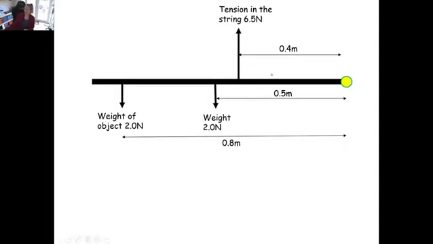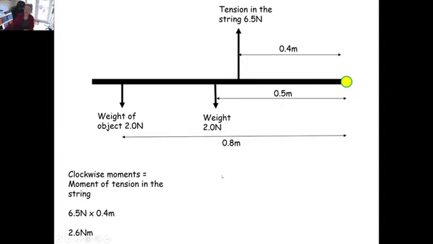Okay, so hopefully you have something like this. Here's your pivot point, here's your ruler. The weight of the object of 2 newtons is 0.8 meters from the pivot point, and the weight of the ruler, because we have to take the ruler itself into account, we talk about the center of mass, and therefore the center of its weight being 0.5 meters from that pivot point, and that's a value of 2 newtons. The tension in the string was 6.5 newtons, and that was a distance of 0.4 meters from the pivot point.